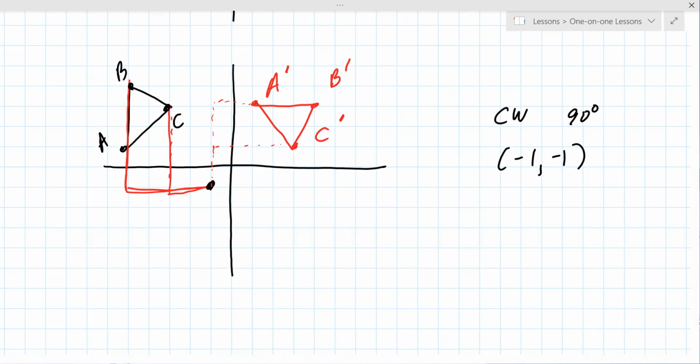Wait, 1, 2, 3, 4, 1. That makes no sense. All right, I got it. You're able to replicate this? All right. Let's do another one here. We'll go the other direction now. So we'll do counterclockwise.